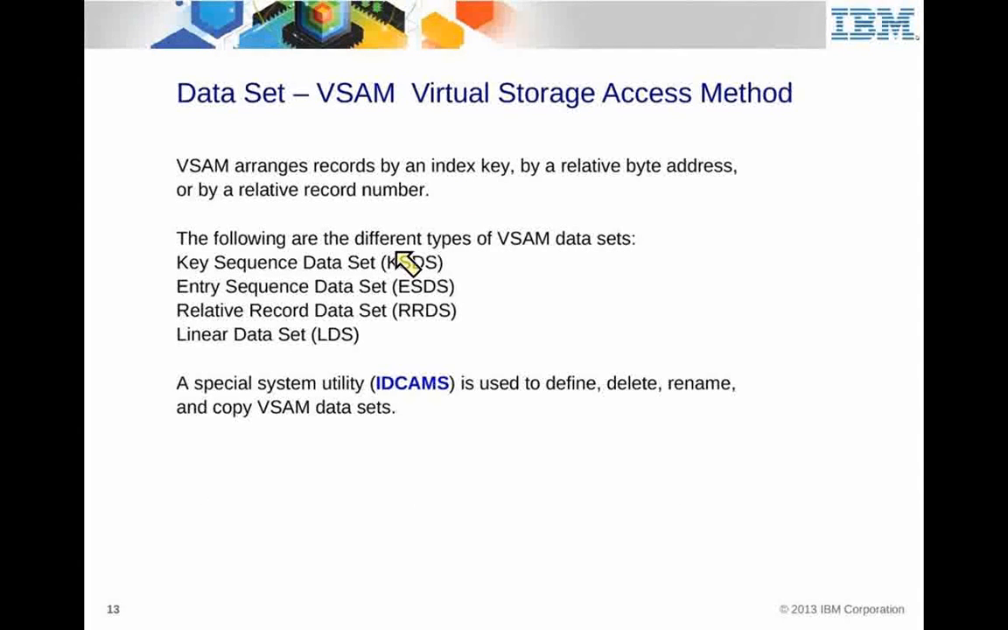So some of this is a repeat. The following are different types of VSAM datasets: KSDS, ESDS, RRDS, and LDS. And as I mentioned earlier, a special system utility, IDCAMS, Access Method Services, is used to define, delete, rename, and copy VSAM datasets. And of course, programs can read them or write to them.